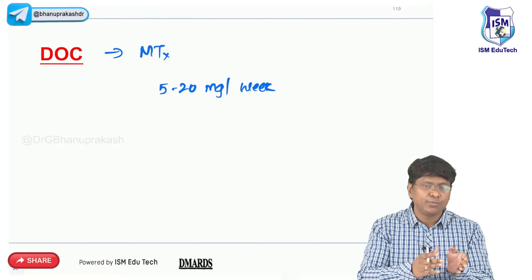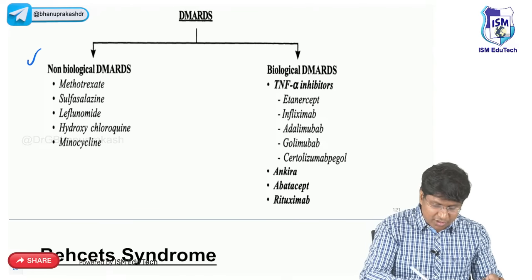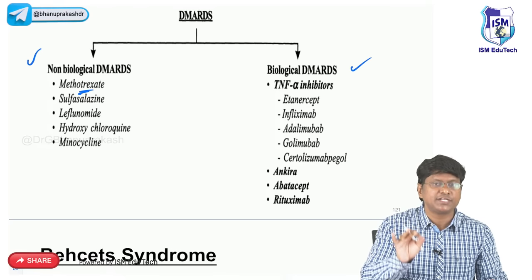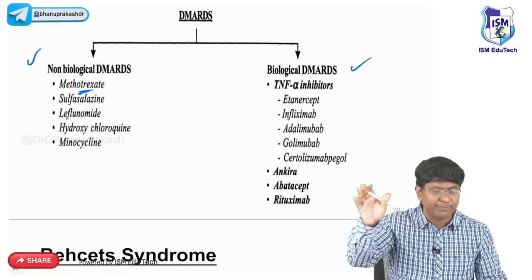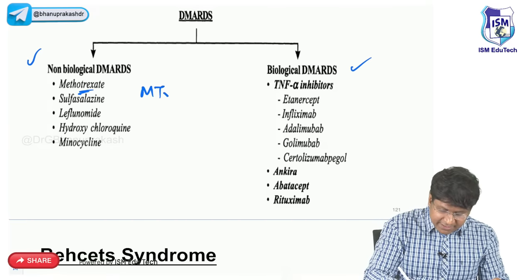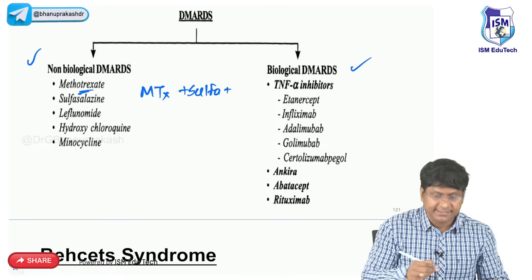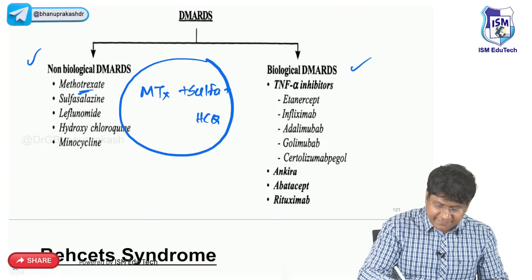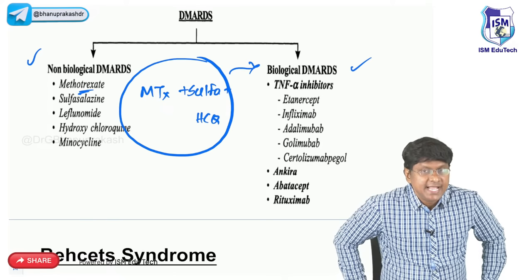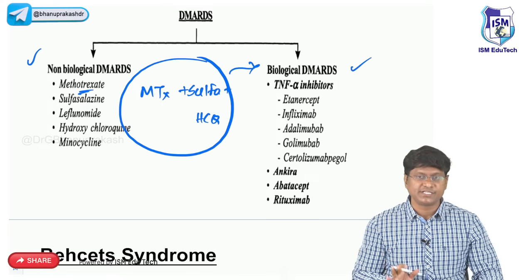But what is the group of drugs given as disease modifying anti-rheumatic drugs? We have two groups of drugs, non-biological and biological DMARDs. Actually, we need to start with only methotrexate. And if the patient is not responding, then you can step up the dose to a maximum of 20 milligrams per week, or you can give a triple therapy. What is a triple therapy? It includes methotrexate, sulfasalazine, and hydroxychloroquine. Even with this triple therapy, if the patient's symptoms are not responding, then you need to start the biological DMARDs. These include the TNF-alpha inhibitors, anakinra, abatacept, and rituximab.